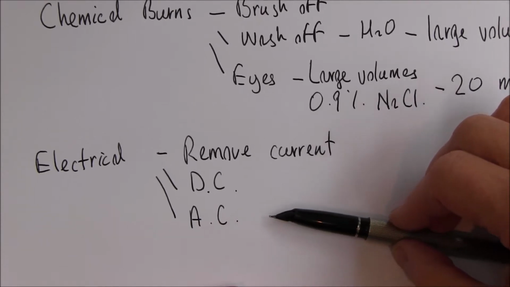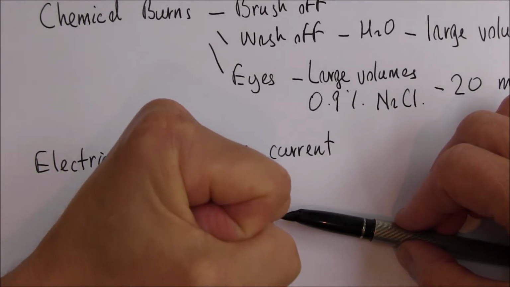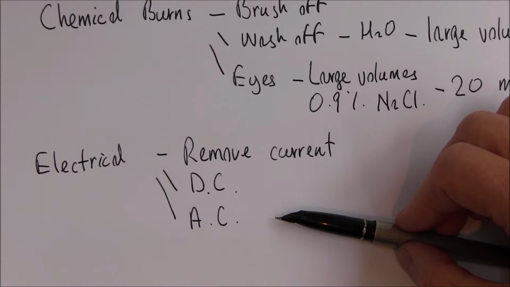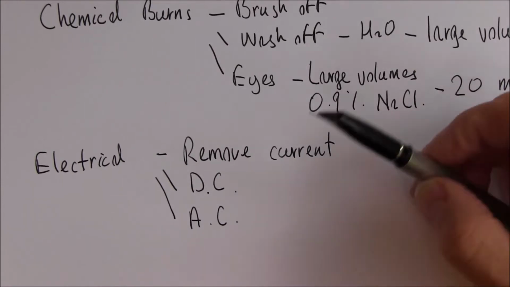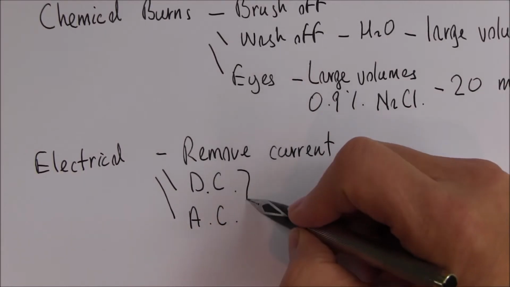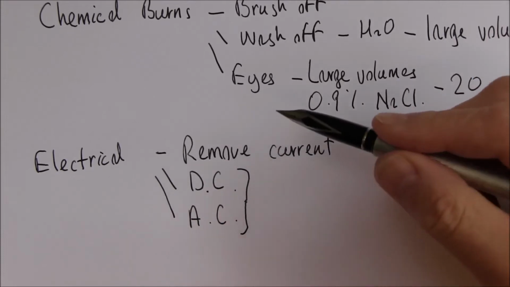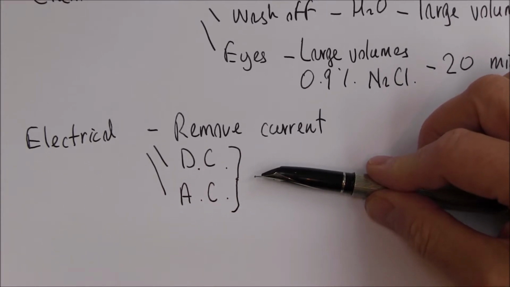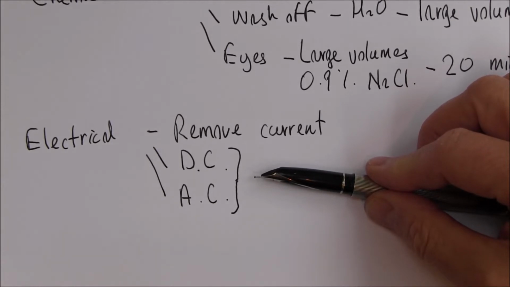But the problem with alternating current is it can cause tetany, and the person can end up gripping onto the thing which is electrocuting them. And when we're rescuing these patients, we have to be very careful not to electrocute ourselves. So if there's water around, that's going to increase the conductivity. But whether there's water or not, we don't want to touch these patients if they're being electrocuted.